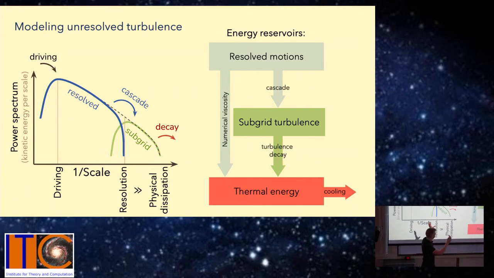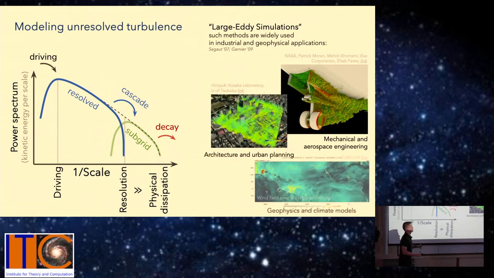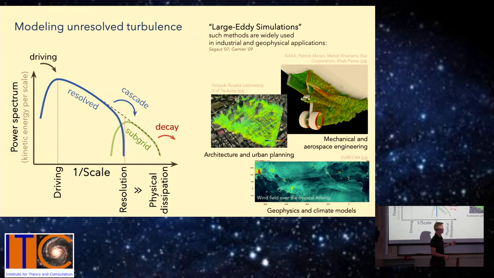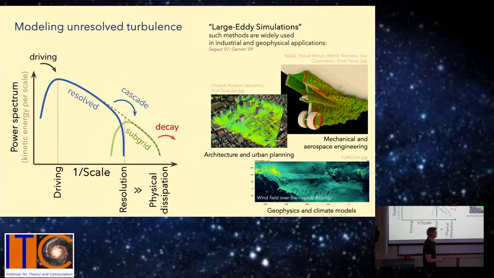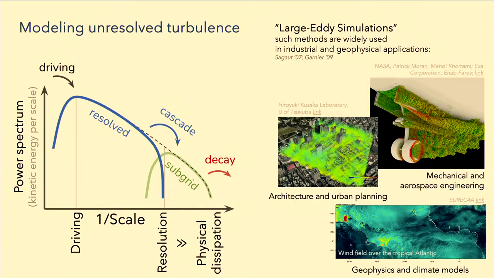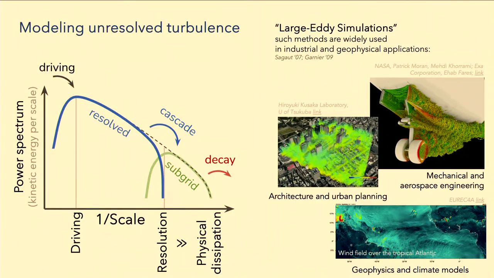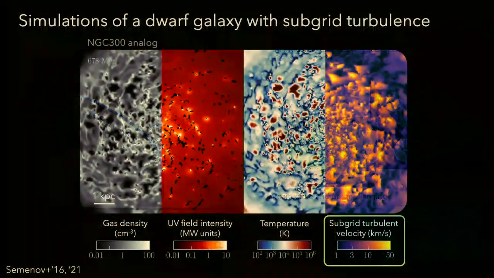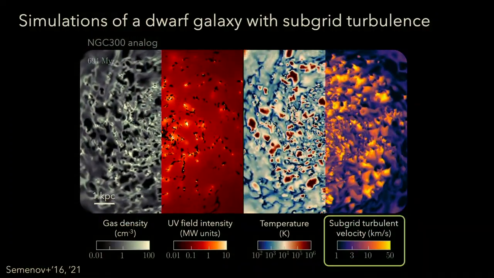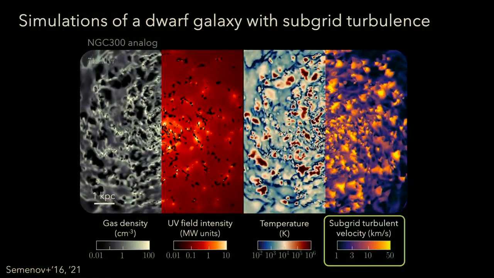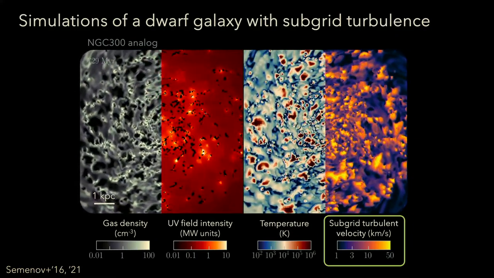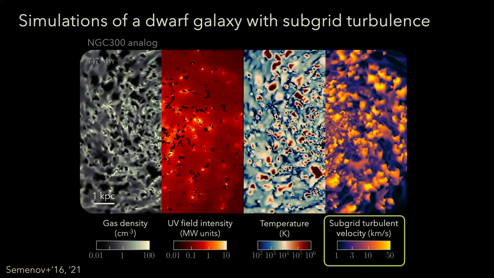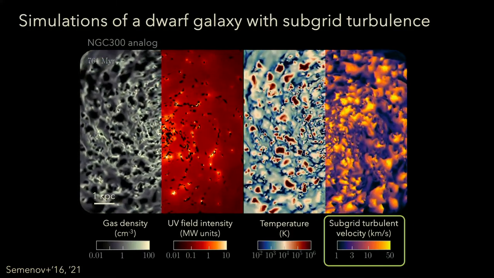So this is the general idea behind the so-called large eddy simulations, which are widely used in simulations of terrestrial turbulent flows, and there are different applications from aerospace engineering all the way to geophysics and climate models. And I have been using this type of models in galaxy simulations. This is one of the examples of such simulations, a simulation of a dwarf NGC 300 galaxy, where we can also model subgrid turbulence.